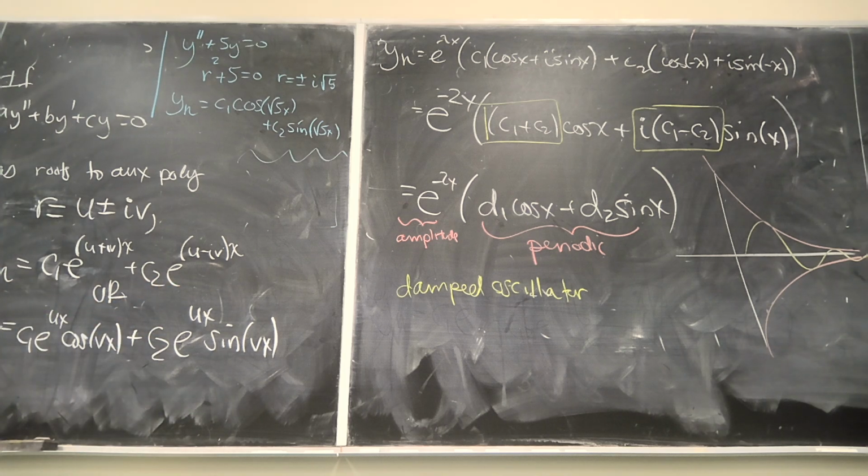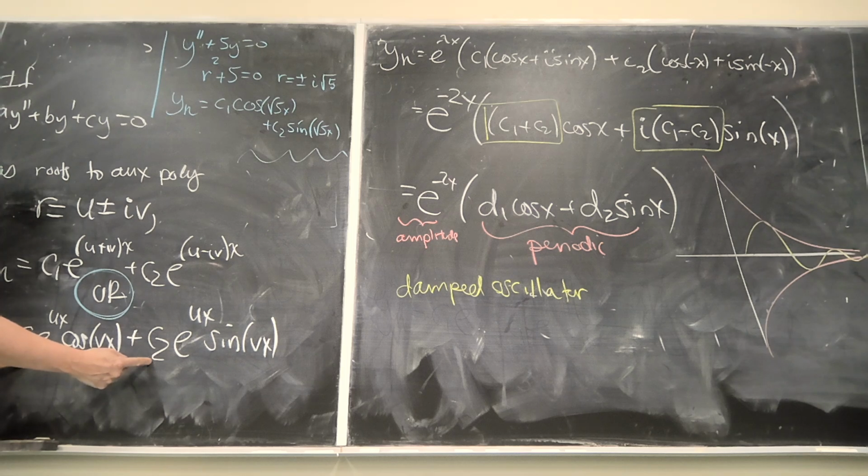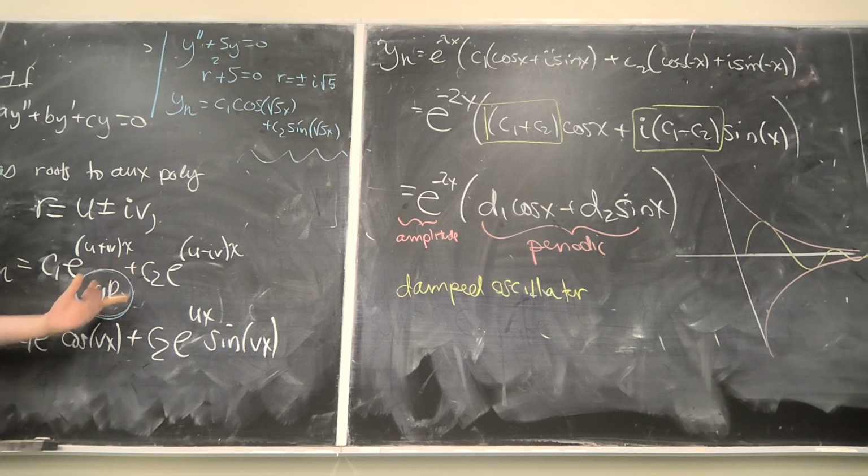Yeah. I mean, that's why I put "or" right here, right? These are arbitrary. This C1 and C2 are not the same as this one and C2, but they're both arbitrary. And if I gave you an initial condition here, it would produce different values of C1 and C2 than if I gave you an initial condition here.